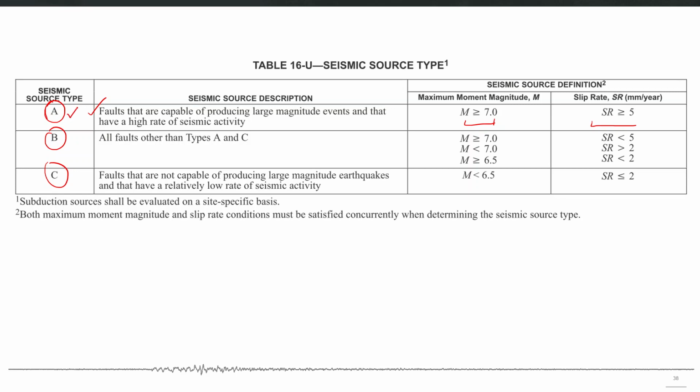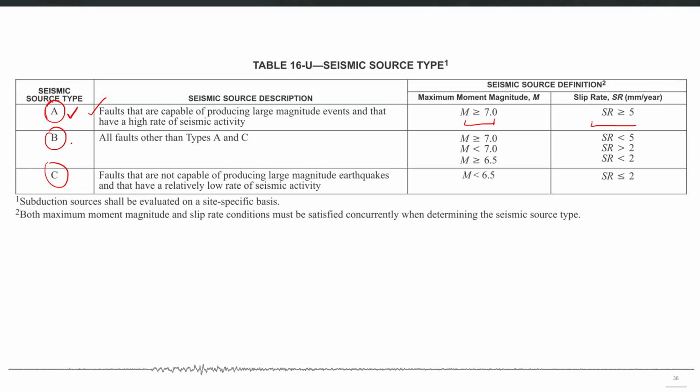If all of these requirements are fulfilled, then you will classify your seismic source type as seismic source type A. So you must have the information about the seismic source which is governing the seismic hazard at your site. Ideally speaking, you must have the results of what we call the seismic deaggregation analysis to know that this is the particular seismic source which is governing the seismic hazard at my site.